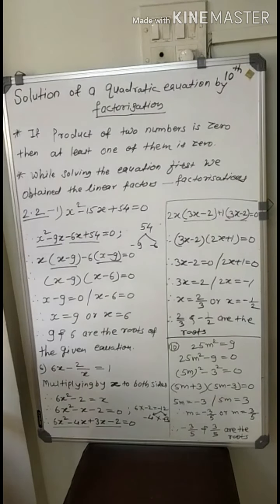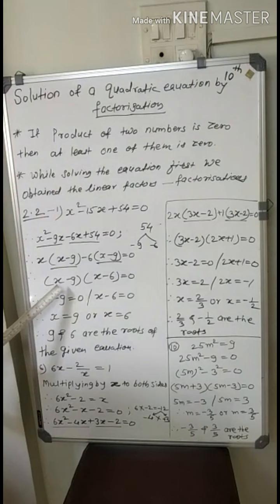See here, (x minus 9) into (x minus 6) equal to 0. These are the linear factors. So while solving the equation, first we obtain the linear factors. So we call this method the factorization method of solving a quadratic equation. And you know that if the product of two numbers is 0, then at least one of them is 0.